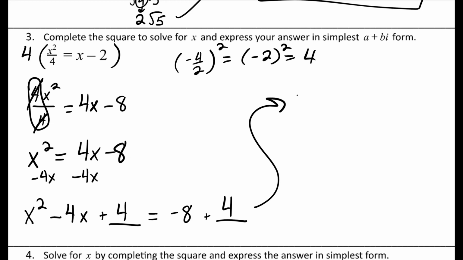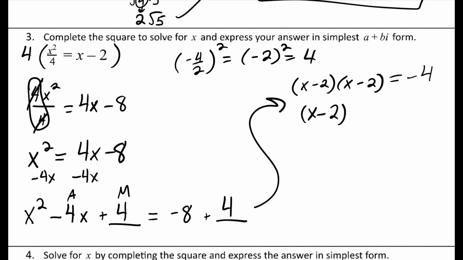So my left-hand side just turns into, well, what adds to negative 4 and multiplies to positive 4? That's negative 2 and negative 2. And my right-hand side is negative 4. So I have x minus 2 squared equals negative 4. Now you should notice the instructions said, leave your answer in simplest a plus bi form. So even before I started this, I'm thinking I might have a negative number under the radical at some point to cause me to get an imaginary part of this.